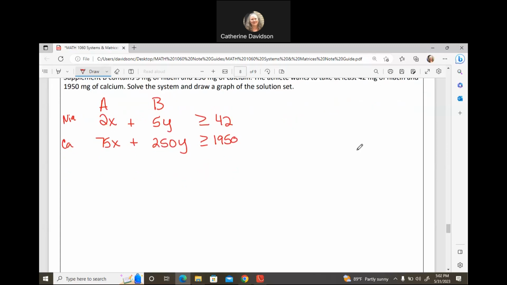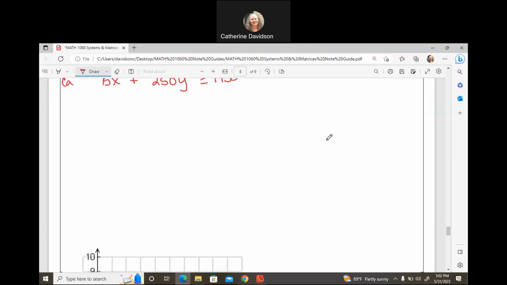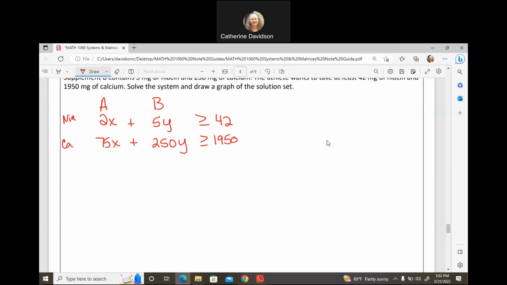All right, so it's going to be similar to the two that we just did. We just need to find 2 points on each of the lines. It's an equal to, so the lines are going to be solid. Okay, and there's our little graph that we're going to use. So let's set this up as an equation. And you don't have to find the corner point on this one.